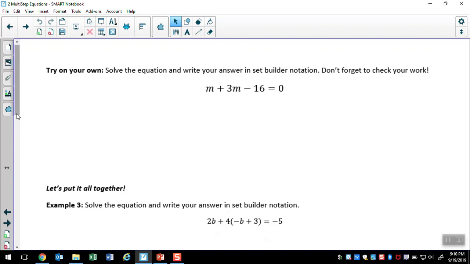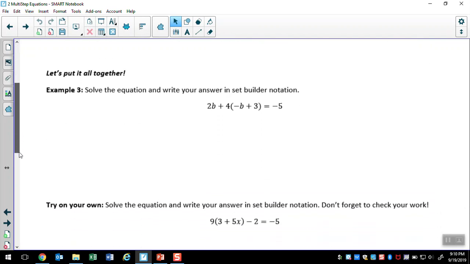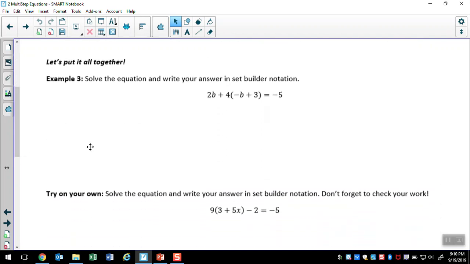Okay. All right, now let's put it all together. We're going to have to do some distributing, and we're going to have to do some combining like terms. And then we're going to make sure we write our answer in set builder notation. So again, draw my line. I see parentheses, so I'm going to take care of that first.